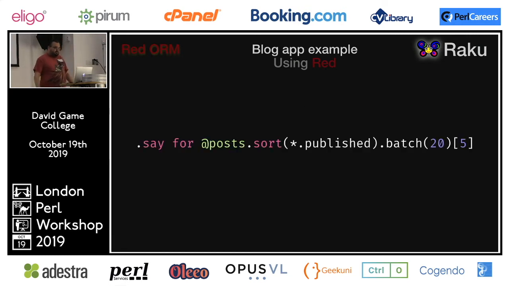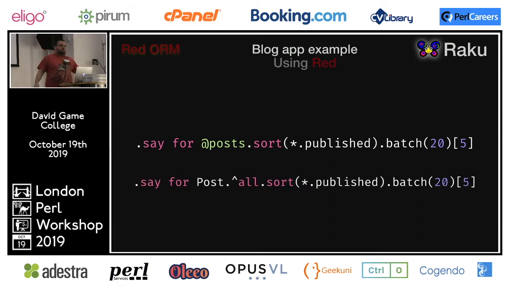Another example, the pagination one. With arrays, we would just do something like that. But with Red, it's almost the same. We just replace the @post for Post.^all. And again, the ^all would return a result set. The sort returns another result set. The batch returns a result set.